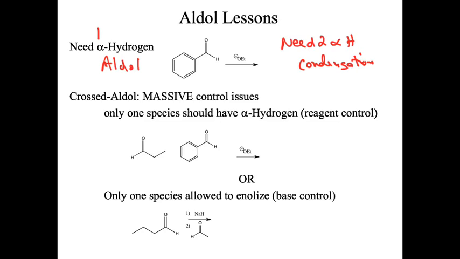This is a reagent control. What am I controlling by making sure only 1 species has alpha hydrogens? Only 1 can be a nucleophile. Only 1 species is allowed to enolize. This is looking at our base control. It's still doing the same thing. We're changing the strength of the base to make sure that I get only 1 nucleophile. Both of them are addressing the nucleophile characteristics.